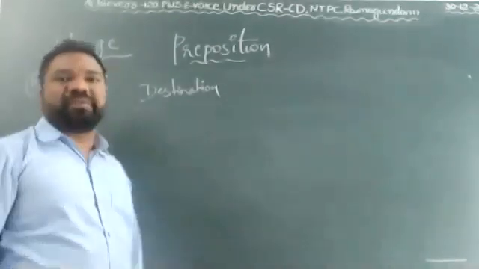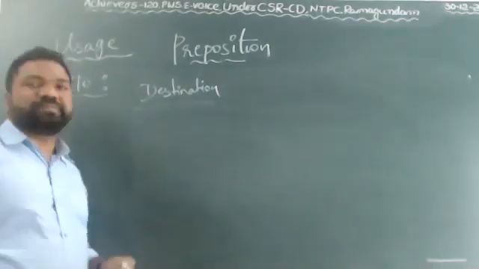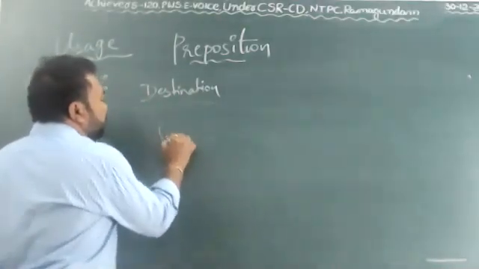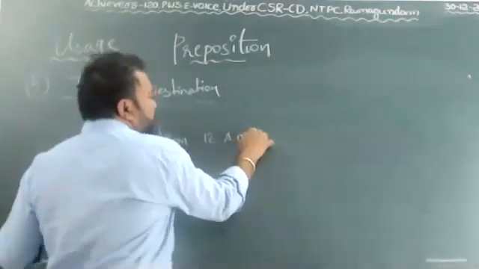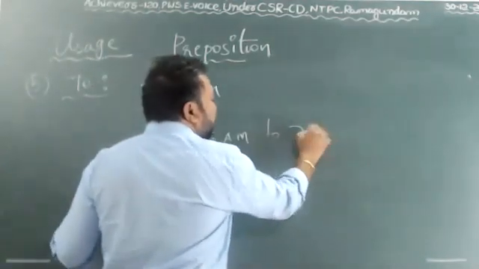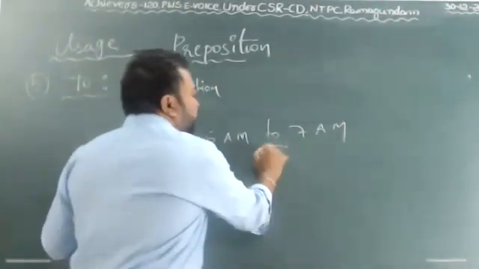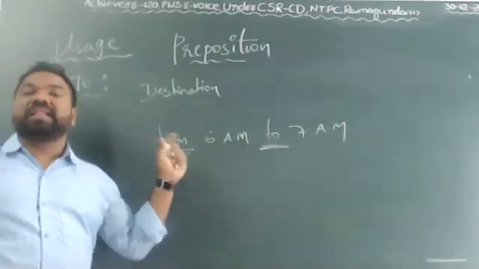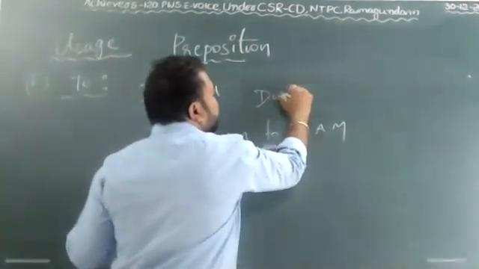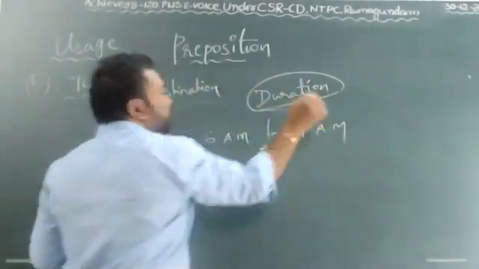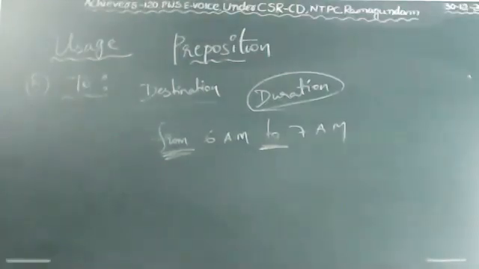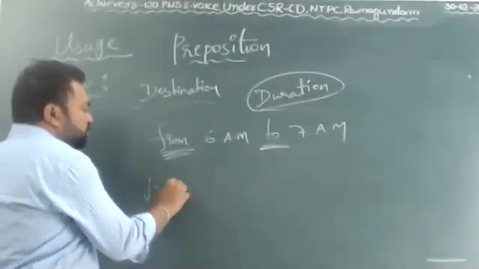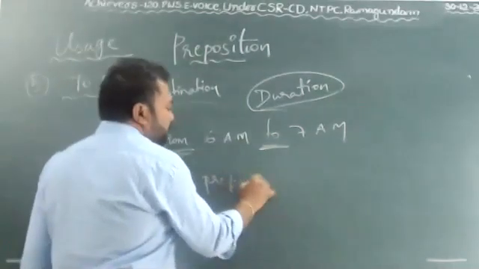Next, after destination, where else is "to" used? "To" is also used with "from", like from 12 o'clock to. Sometimes, students, this "to" is fixed with "from" in order to tell the time duration. We can use it for duration as well. Also words like junior, prefer, senior.